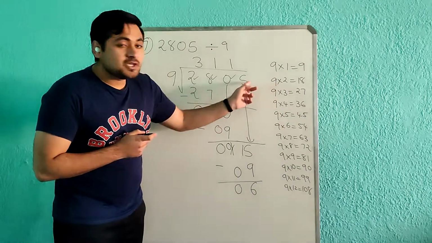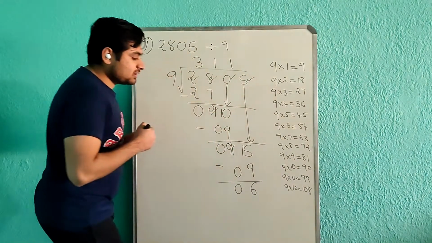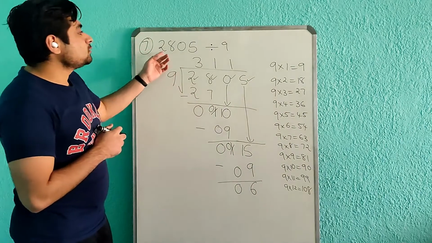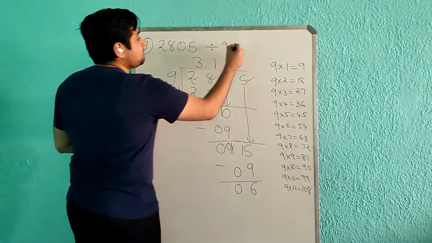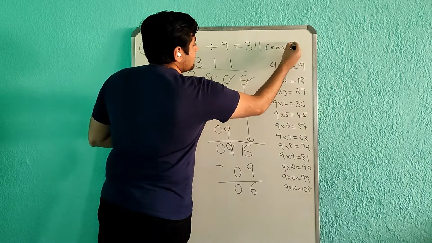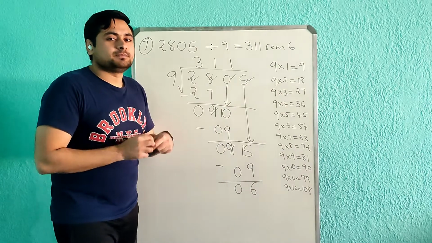And is there any unused number? We can see we have used 2, 8, 0 as well as 5. So there is no number next to it, so we can't go any further. So what is the answer for 2805 divided by 9? The final answer is 311 remainder 6. Right? Let's go and do the next example.